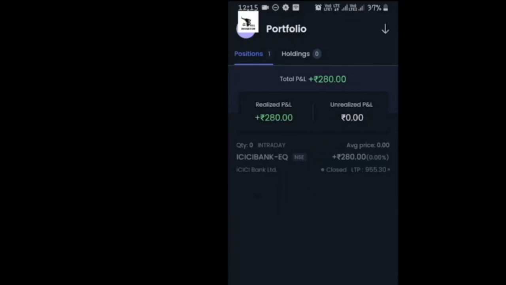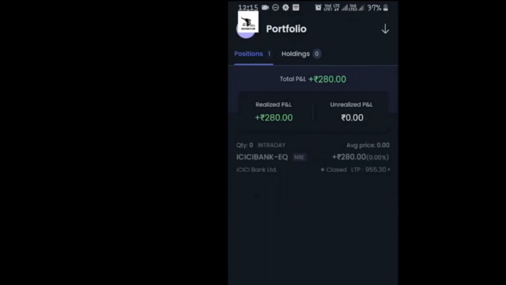Today ICICI Bank was dancing up and down, so it made it difficult to hold, but I held it until my target.